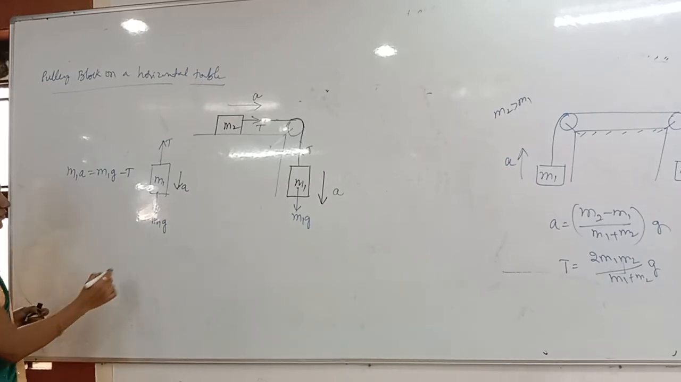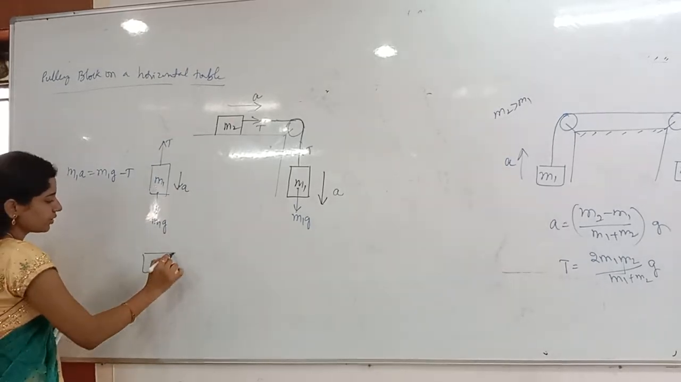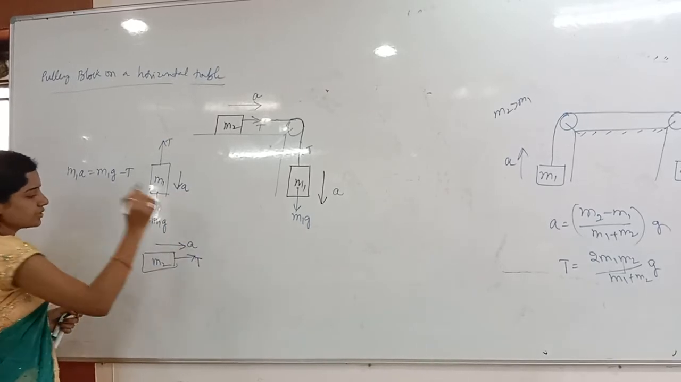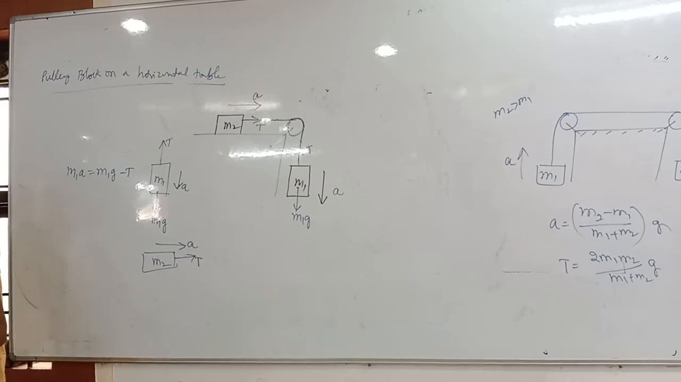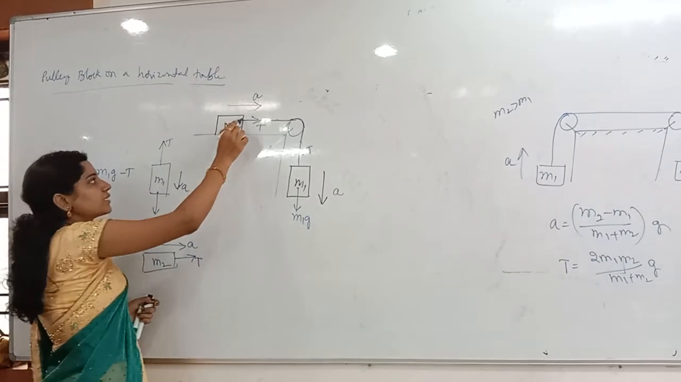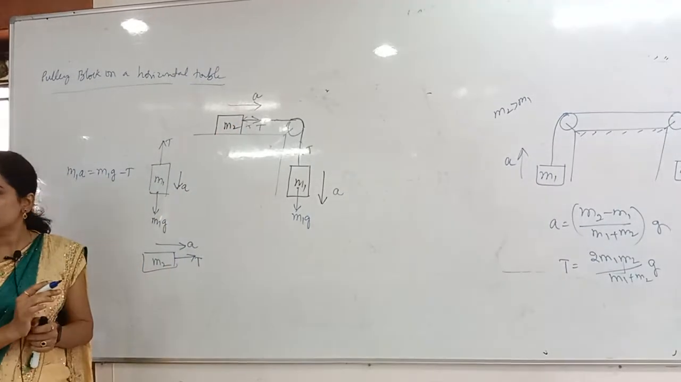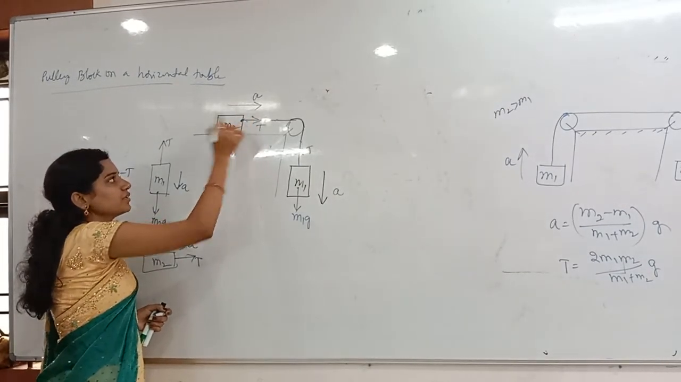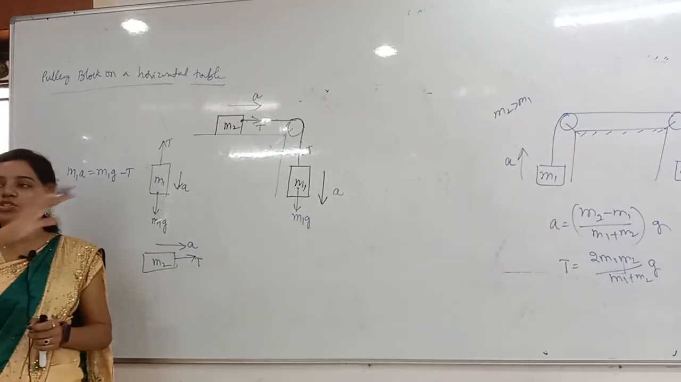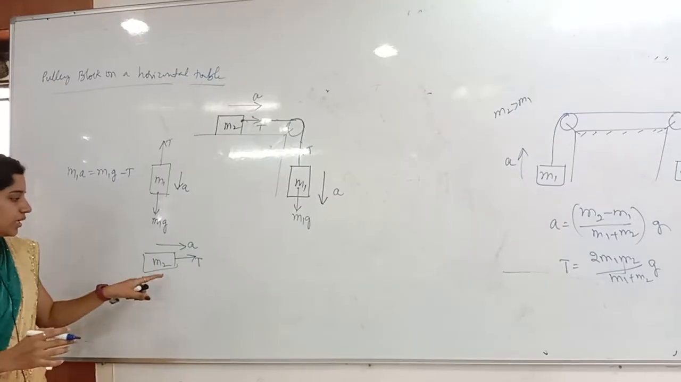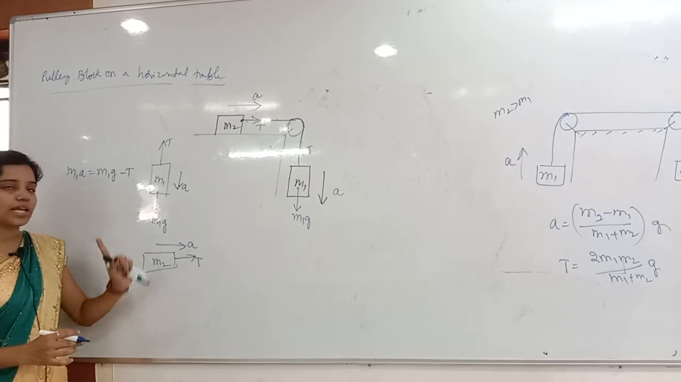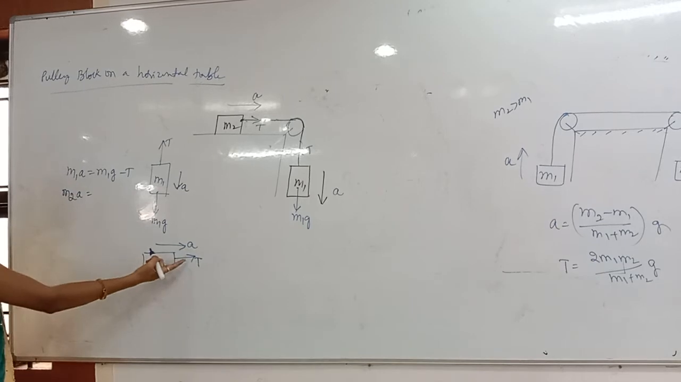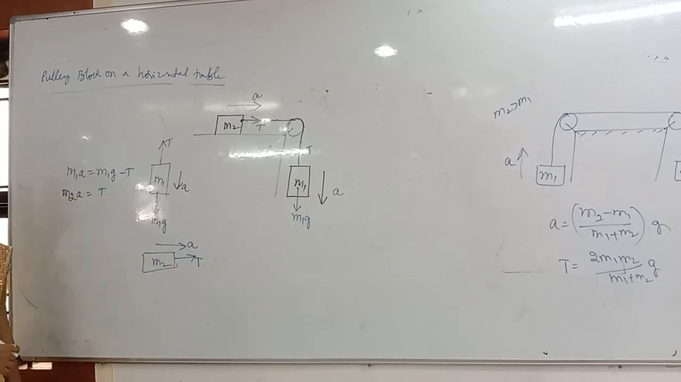And also if you draw the free body diagram of m2, tension is in this direction and acceleration is to the right. Some people might take the tension in the reverse direction. Don't do that. Why? Because tension should always be away from the connection. Where there is a connection, it should always be away from it. So for m2, T is in this direction and acceleration in this direction, so m2a equals T. That's it. There are no other forces.